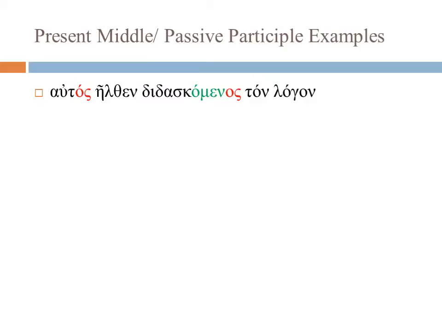Didaskaminas here is middle passive. That amen tells us that. And in the present, it's usually going to be passive. The verb that it comes from is didasko, to teach. So our translation is going to be he went being taught the word.